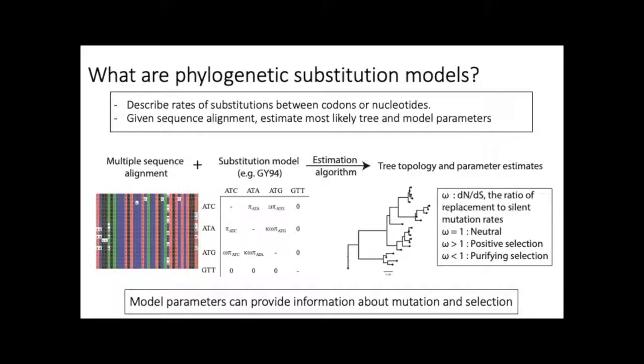So the heart of likelihood-based phylogenetic analysis is phylogenetic substitution models. These are models that describe the rates of substitution between different codons or different nucleotides. And the way they work is, given a multiple sequence alignment and a substitution model, we can use an estimation algorithm like maximum likelihood to find a tree topology and set of substitution parameters that describe our data. One of the most interesting is DNDS, or omega, which is the ratio of replacement to silent mutation rates. If this is equal to 1, it's often interpreted as neutral evolution. If it's greater than 1, that's generally interpreted as positive selection, and less than 1, negative selection.